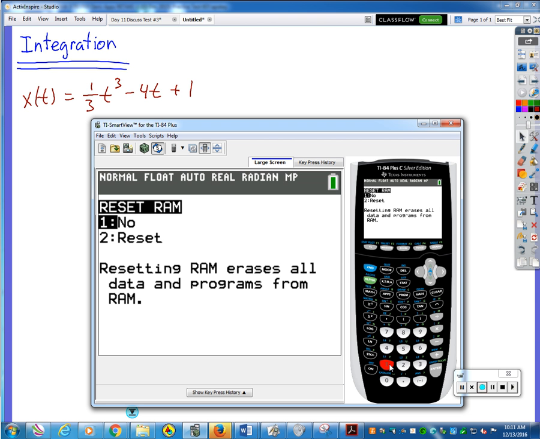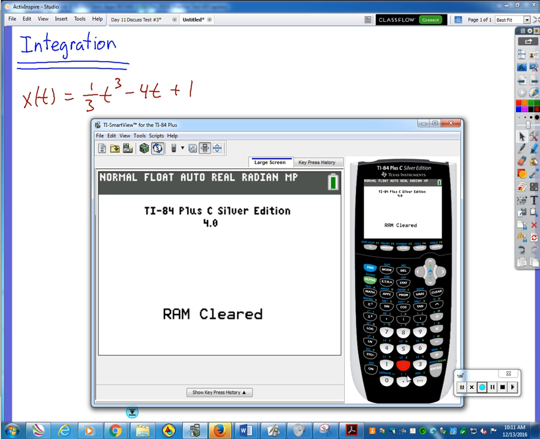Some people who are really into calculators will get on the internet and find software programs they can load into their calculator. This is going to erase all that. Students who've done that know how to run the calculator so well they never need to do this. Then you just choose reset number 2. And now your calculator's like you just bought it.